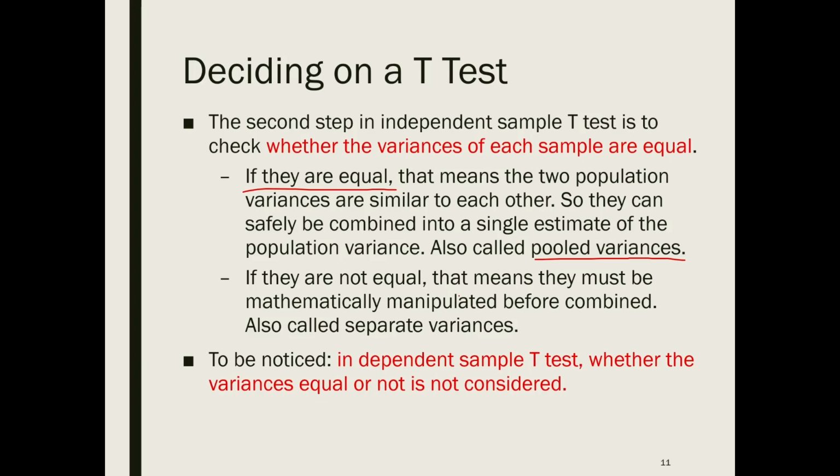Okay, so the question of whether the variances of each sample are equal or not is another decision you have to make. Actually, it's the second decision you have to make regarding which t-test you are going to use. Now, to be noticed, in the dependent sample t-test, there is no such consideration regarding whether the variance is equal or not, because the 2 samples, the 2 populations, are somehow related. They are dependent on each other, right?